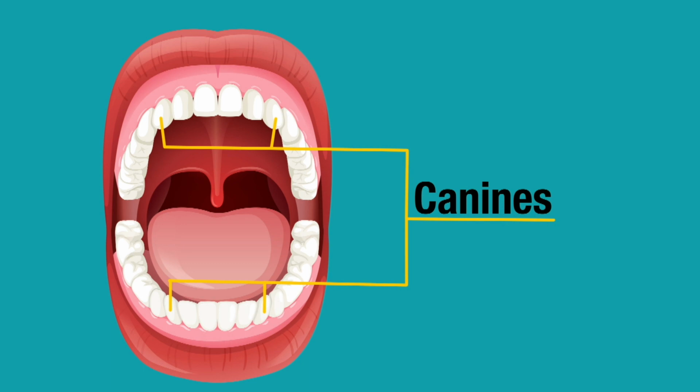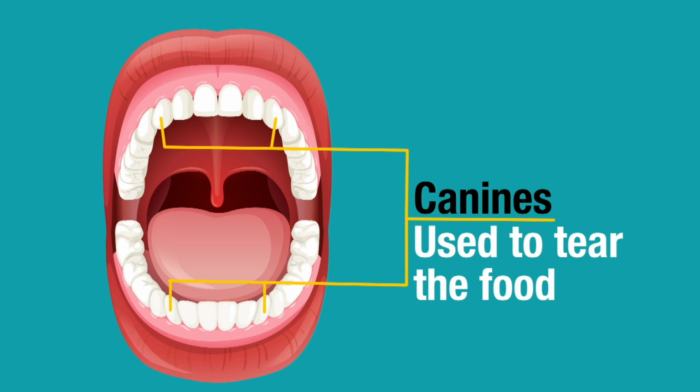Again, the next one, canines. Now, canines are on the sides, after the 4 front teeth. You can see on both sides, in the upper jaw and the lower jaw, 2 pointed sharp teeth. Those are the canines, which we use to tear the food. They are also known as the tearing teeth. They are very sharp and pointed teeth which help us to tear the food items.